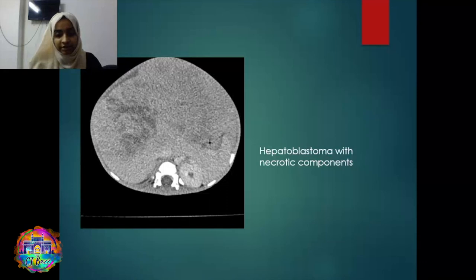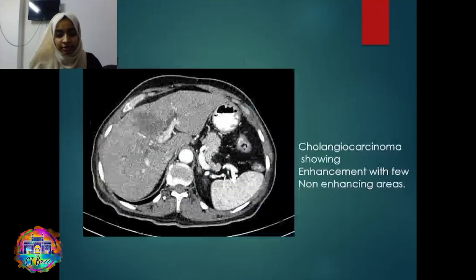This is the axial CT image showing a large lesion involving the whole liver, with necrotic and cystic components. This is a hepatoblastoma. This is an axial CT image showing a central hypodense area with peripheral mild enhancement, which is cholangiocarcinoma.